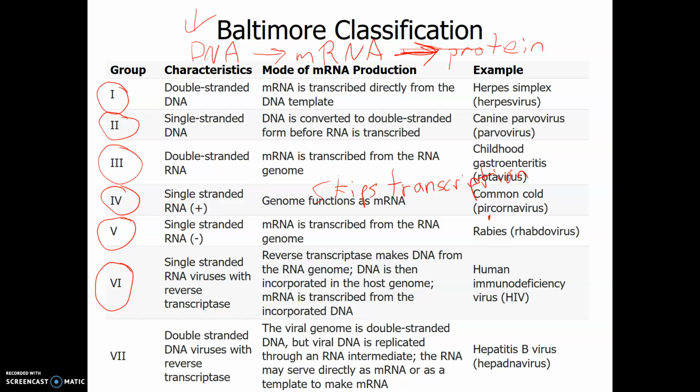Then we have group 6, which are single-stranded RNA viruses with reverse transcriptase. We call these retroviruses. Group 6 and 7 are both retroviruses. But in group 6, you start out with a single-stranded RNA virus that contains its own reverse transcriptase. So it's going to start with RNA, use reverse transcriptase to make DNA, and then it will complete transcription and translation in the normal way.